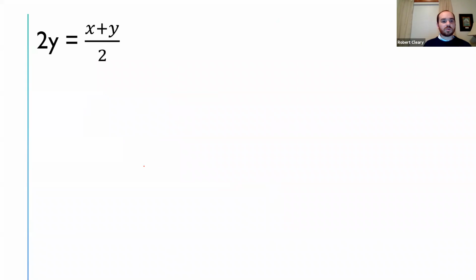Let's try this one. We've got 2y equals x plus y over 2. First step, we want to multiply both sides by 2 to get rid of that. So now we have 4y equals x plus y. This one's really easy. We subtract y from both sides. We get 3y equals x, or y equals x over 3. This is a linear equation. It's equivalent to y equals 1/3 x. These are the same thing.